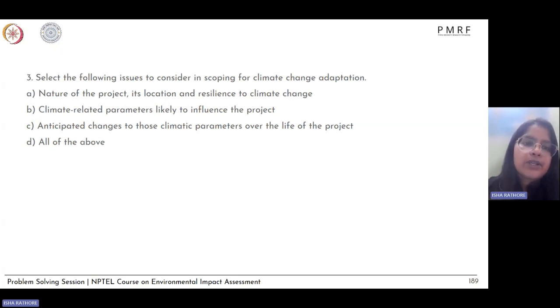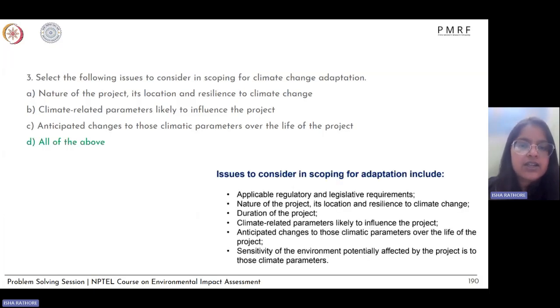Moving on, select the following issues to consider in scoping for climate change adaptation. A, nature of project, its location and resilience to climate change. B, climate-related parameters likely to influence the project. C, anticipated changes to those climatic parameters over the life of the project. Or D, all of the above. So for scoping for climate change adaptation, all of the above is the correct answer. That is, we consider all of the issues mentioned in A to C. So D is the correct answer.